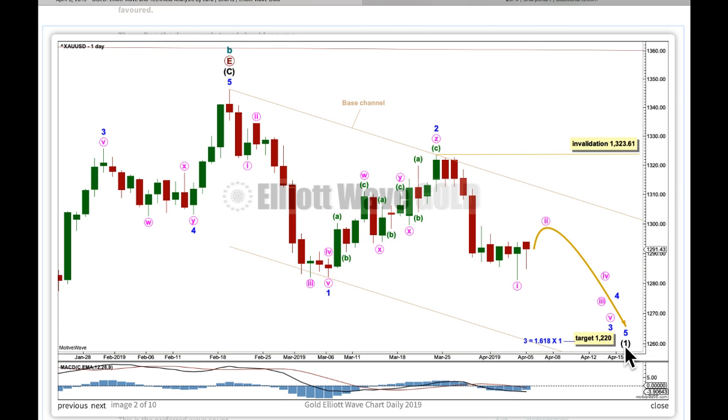The target for minor wave 3 remains the same. This should be sitting next to the third wave label, not down here. The target for minor wave 3 is to reach 1.618 the length of minor wave 1.